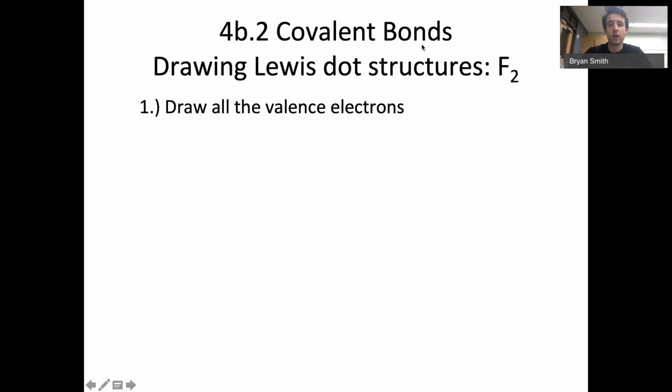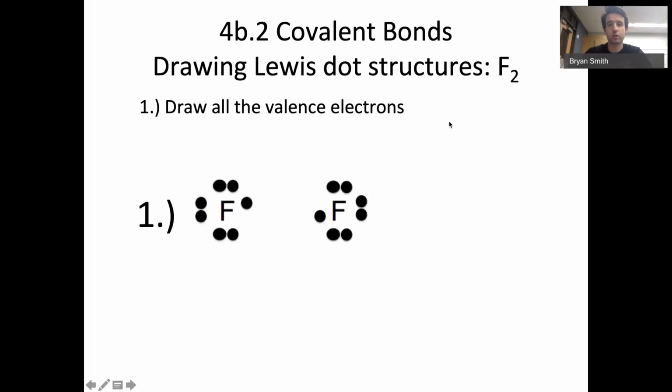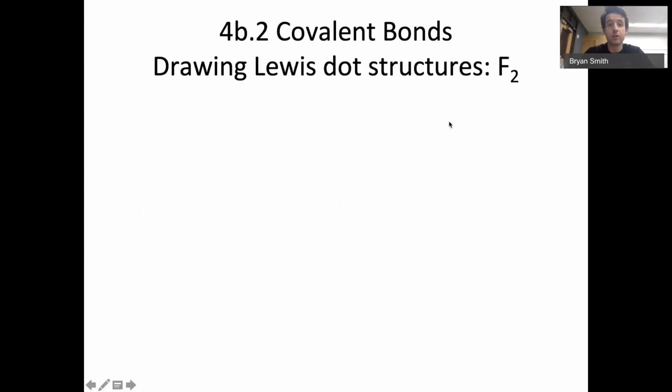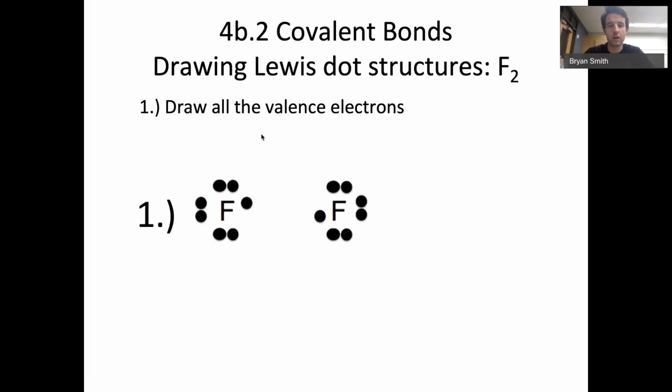Hey folks, today we're going to talk about drawing some Lewis dot structures. So this is notes 3.2 on covalent bonds, talking about Lewis dot structures. Lewis dot structures are, let me show you what I'm talking about here, these guys. It's a combination of your element and then a bunch of dots around the element.